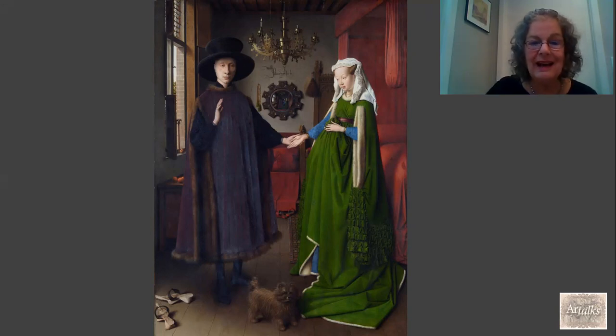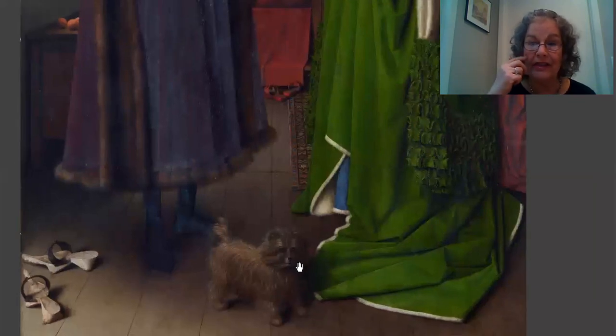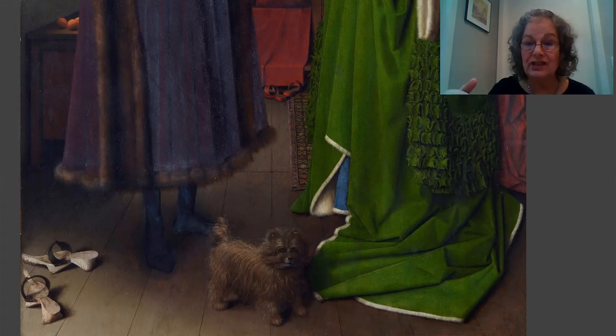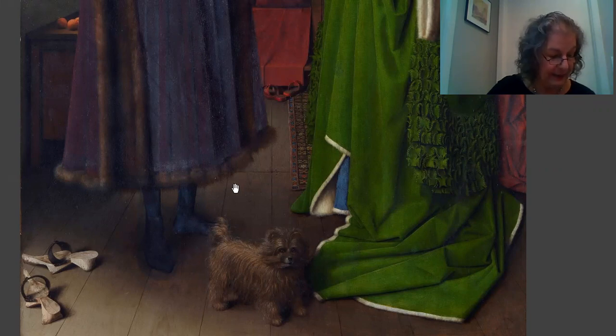So I'm going to move around the painting to show you the different symbols of his wealth, and also to show you how they are done in this context of religious iconography. First of all, let's look at the fact that both he and his bride-to-be, or if you think of this as a wedding portrait, are both barefoot. His clogs are here and her shoes are here next to the bed.